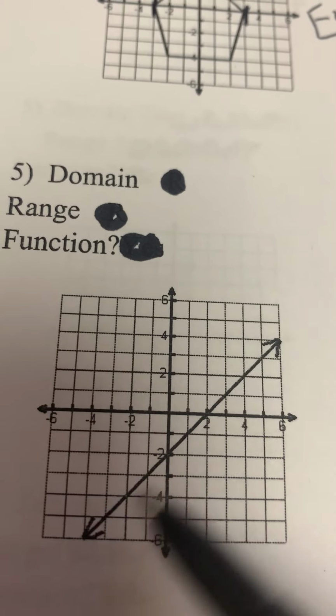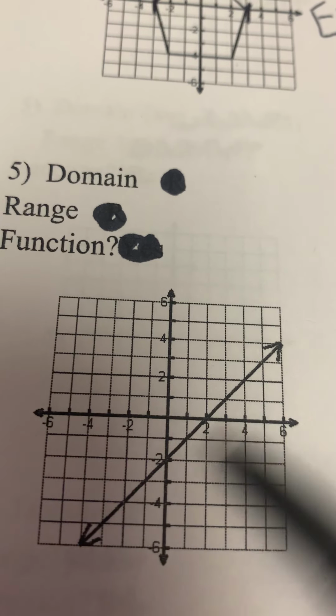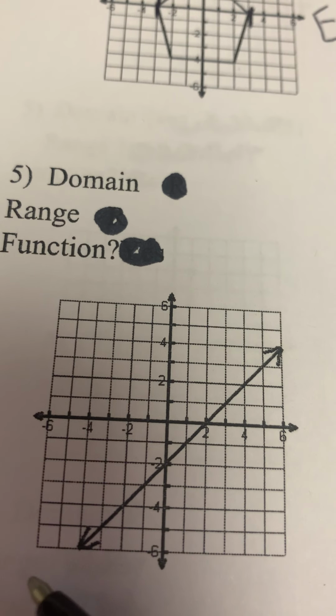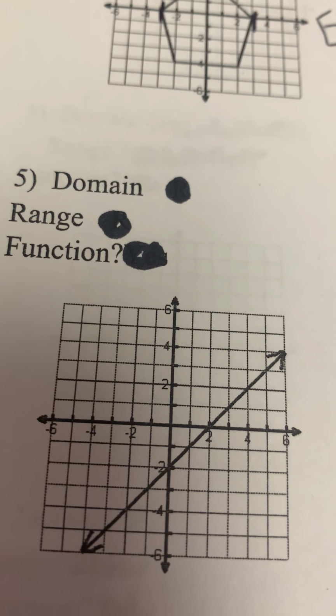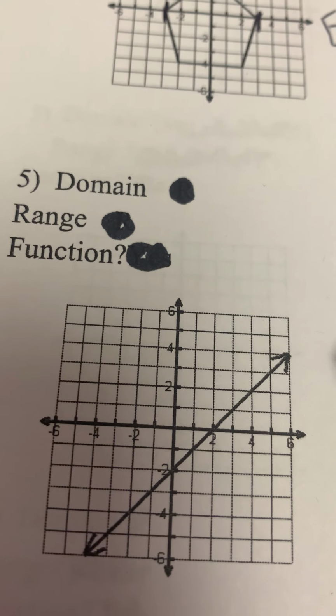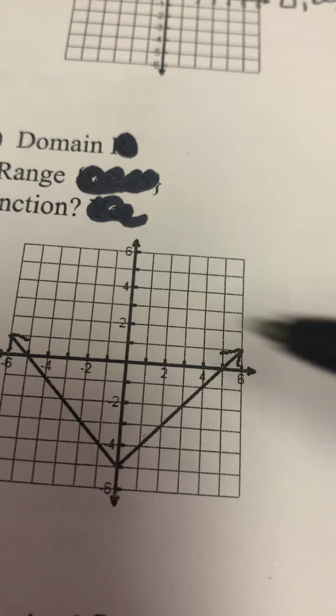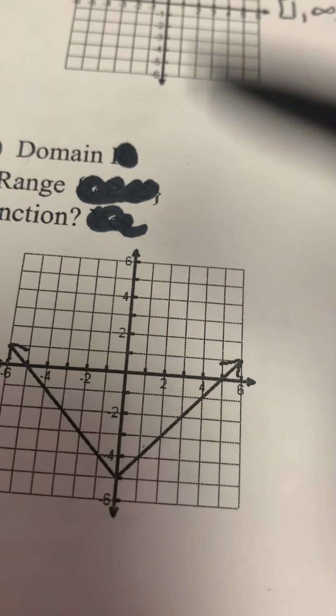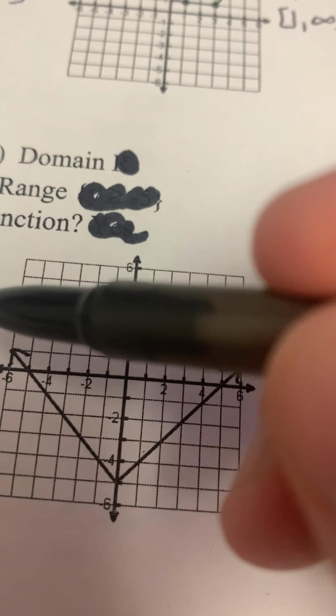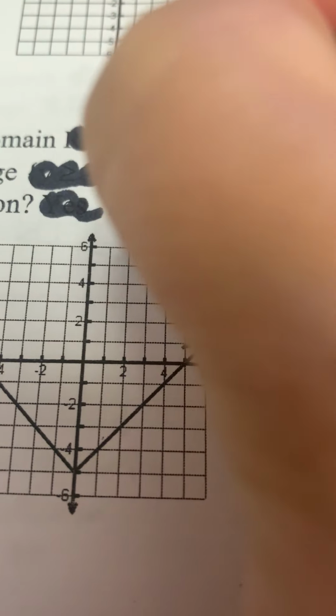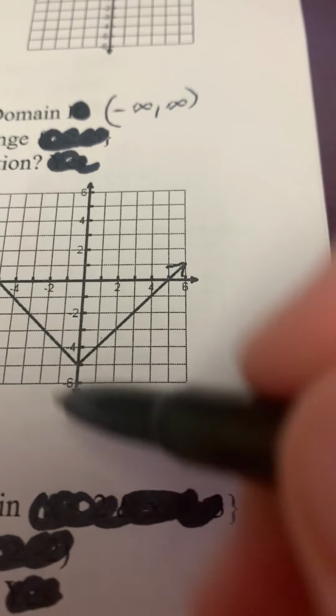Obviously, this one you said was obvious for linear. You're repeating going to the left, you're repeating going to the right. So it's -infinity to positive infinity for both the domain and the range. This is an absolute value function. Notice the arrow is going to keep going to the right, keep going to the left. So obviously the domain here is from -infinity to positive infinity. And then the range, we're going to start here at -5.